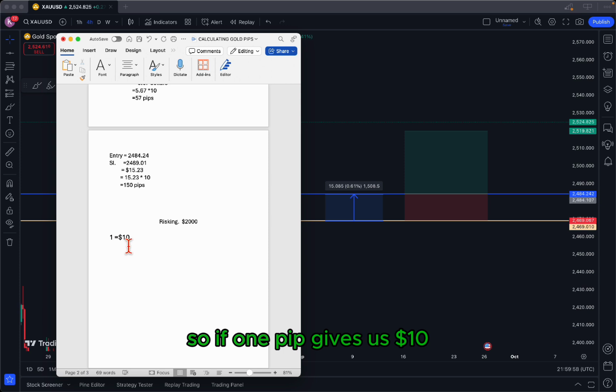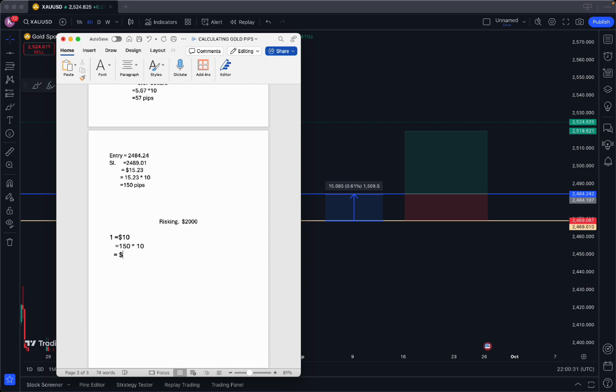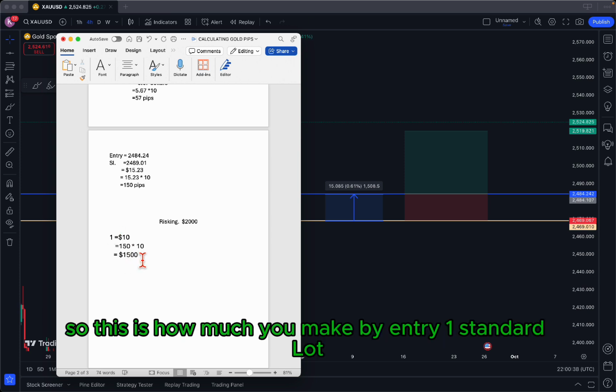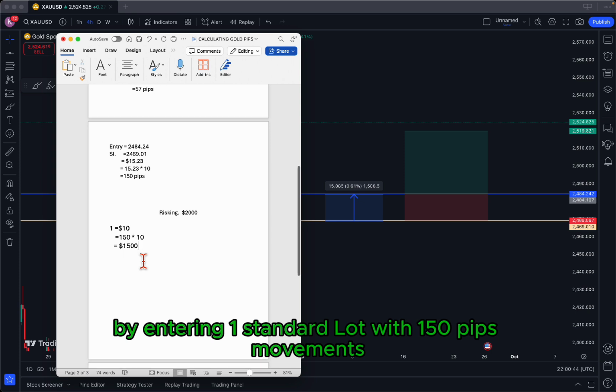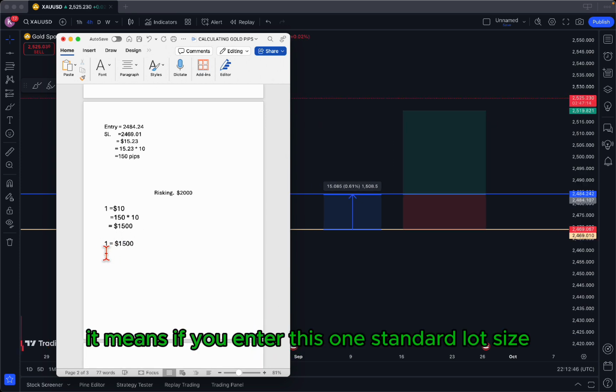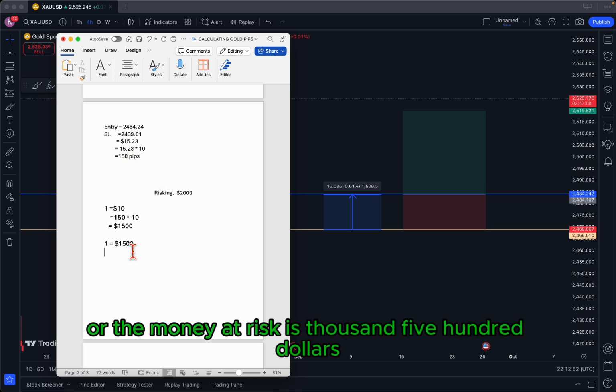So we find how much you would make by entering one standard lot on a 150 pips movement. If one pip gives us $10, then 150 will give us how much? So we just multiply this $10 by 150. 150 times $10 is going to give us $1,500. So this is how much we will make by entering one standard lot with 150 pips movement. So it means if you enter this one standard lot size with this 150 pips movement, the money at risk is $1,500.